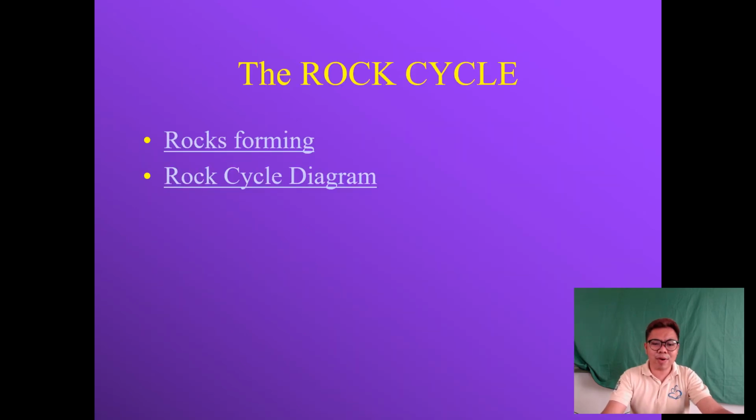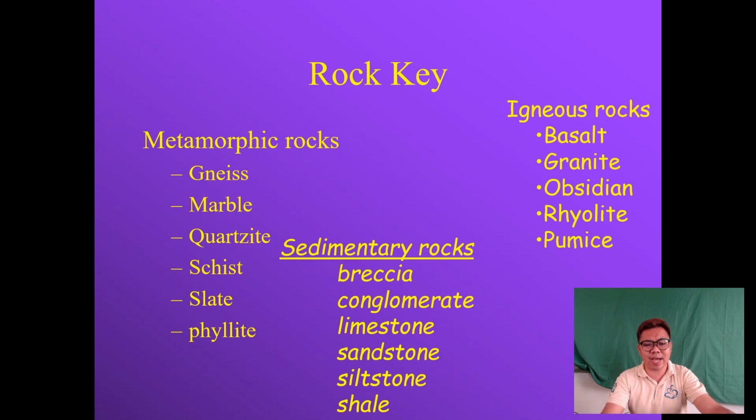So let's talk about the rocks forming and the rock cycle diagram. So ito yung mga rocks, no? Ulitin ko lang na ang ilan sa mga to ay ang igneous rocks, yung basalt, yung granite, obsidian, rhyolite, and pumice, lahat yan example ng igneous rock. Yung sedimentary rocks naman natin, yung breccia, conglomerate, limestone, sandstone, siltstone, and shale. In terms of metamorphic rocks, we have the gneiss, marble, quartzite, schist, slate, and pyrite. Yan ay ilan lamang sa mga examples natin ng rocks. But again, there are many types of rocks pa rin.